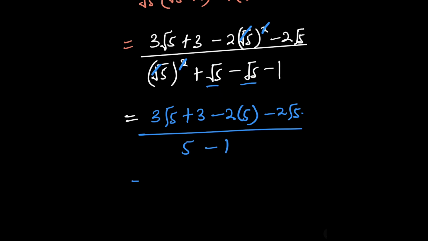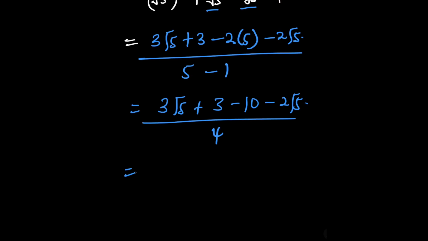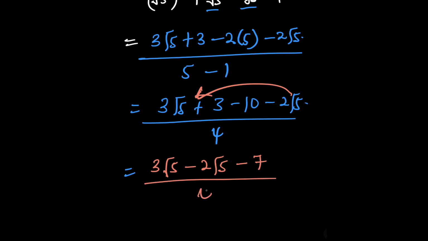Negative 1. So we are going to get 3 root 5 plus 3. Now 2 into bracket 5 is what? 10. So minus 10 minus 2 root 5 divided by 4. So from here, we can bring this to this side to make it simple. So we're going to have 3 root 5 minus 2 root 5 plus 3 minus 10 is what? So straightforward, 3 minus 10 is minus 7 all over 4.